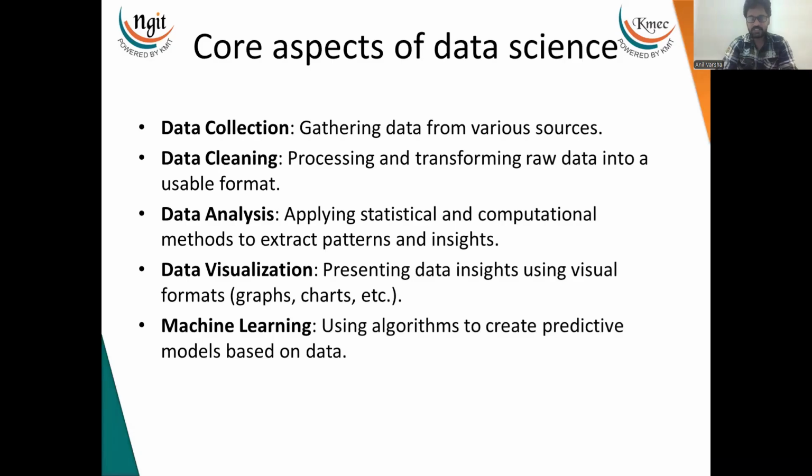Now, let us understand what exactly the core aspects of data science are. When you talk about data science, what are the things you need to look at? What are the things you must have hands-on experience with? The first thing you need to understand is data collection. What is data collection? We need to collect the data. What is data science? We should be able to analyze the data. For that, we need to collect the data.